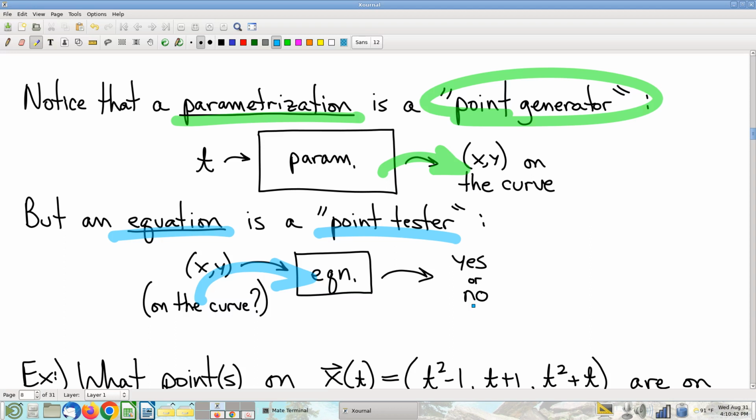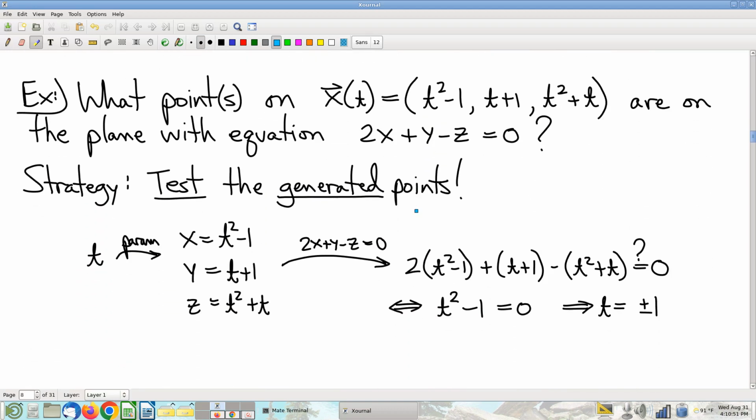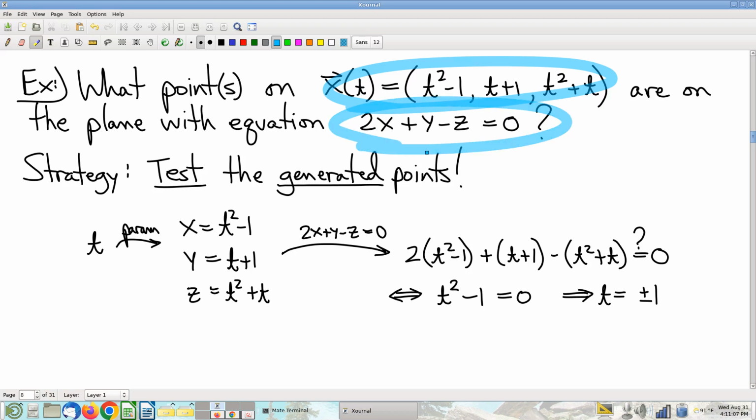And being sort of conscious about this distinction allows us to get clever with solving problems in some cases, and this is a nice example of that. Here's a parametric curve, and I want to know which of those points on this wacky parametric curve, it looks parabolic maybe, hard to tell, it's a pretty weird looking curve, does it intersect this plane? How would you do that?